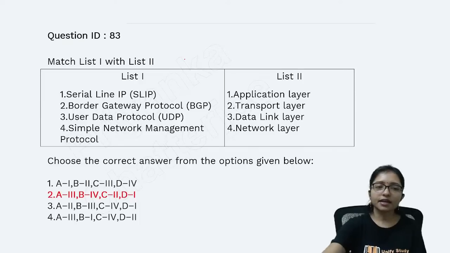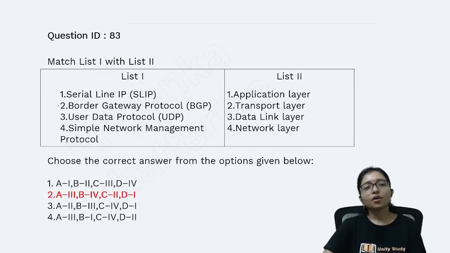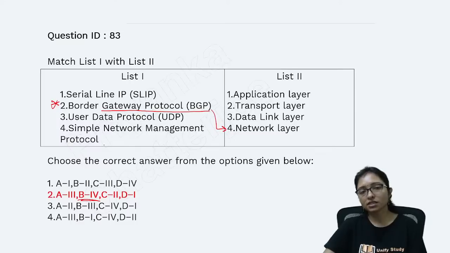Yes, answers are coming from everyone. Border gateway protocol, very very important. Border gateway protocol is working in network, because when the transfer is going on from one network to another network, that is called border gateway protocol. So it is the network.